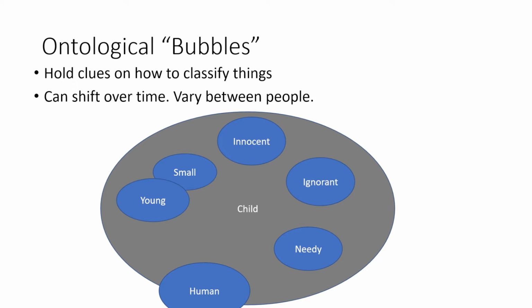So for example, I view children as needy, pretty ignorant. I'm not saying that in a bad way, but they don't have as much life experience. Innocent, small, young. Young kind of implies being small, so there's a bit of overlap there. And also usually human, but they don't have to be human. You can be a child of a chimpanzee or an elephant, and people still refer to them as children, but not typically.